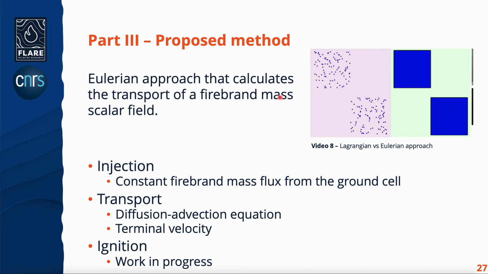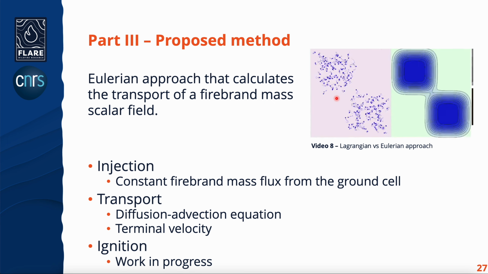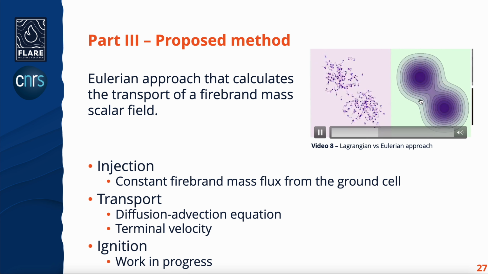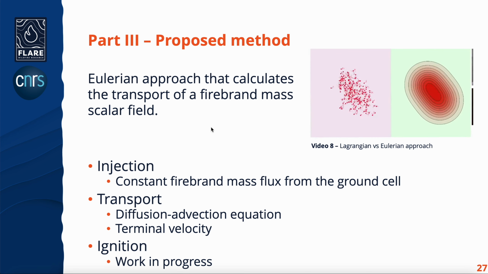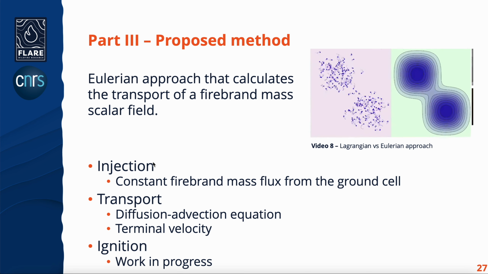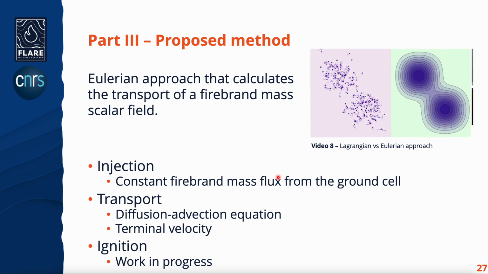we're going to calculate the transport of a firebrand mass concentration. So this is what you see in this video here, individual firebrands, and overall the Eulerian approach reproduces the general behavior of the firebrands as well. The injection is going to be parameterized as a constant firebrand mass flux originating from the ground cell of the atmospheric model. Firebrand mass is going to be transported using the diffusion advection equation, and the terminal velocity is going to be used to make the firebrands fall towards the ground. And the ignition is something that I will present in the perspectives because we're still working on that.